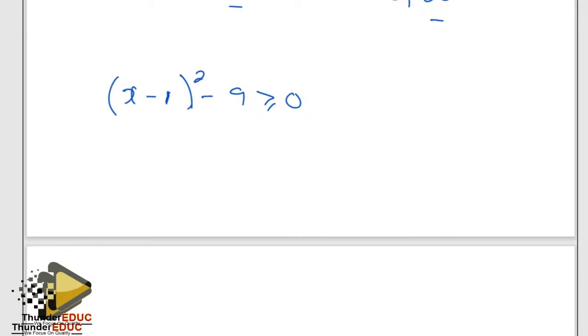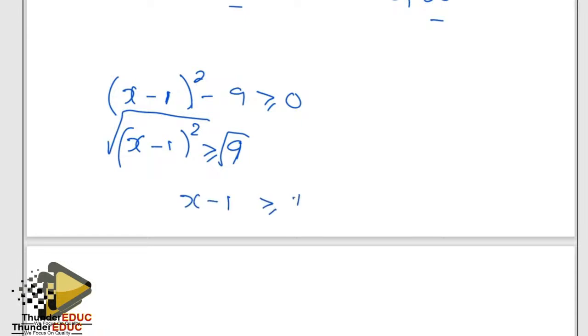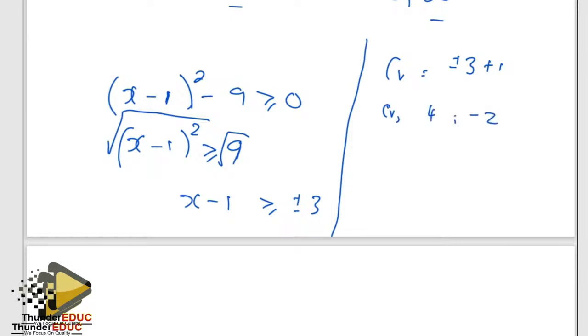Let me shift the 9 to the right-hand side. So it's x minus 1 squared is greater than or equal to 9. Then I'm going to find the square root on both sides, which means x minus 1 is greater than or equal to plus or minus 3, because the square root of any number must give us two values, a positive and a negative. What will my critical values be? It's plus or minus 3 plus 1. So the first critical value is 4. The other critical value will be negative 2.